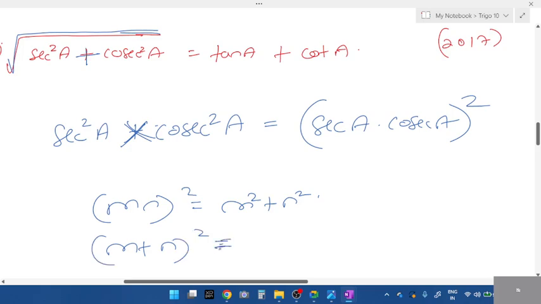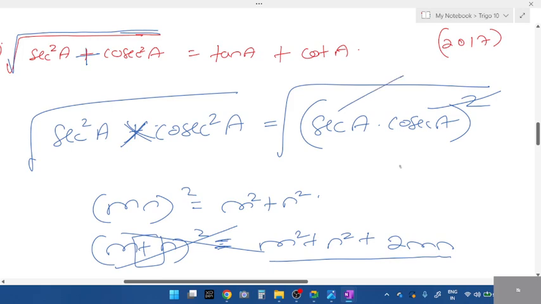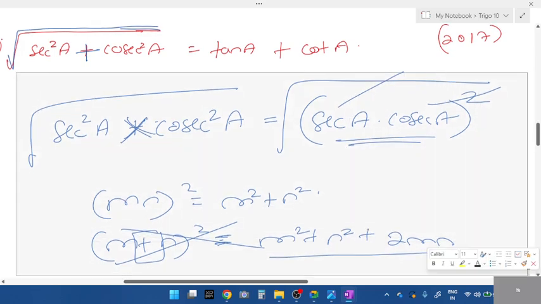What is m plus n the whole square? Isn't it a plus b the whole square? Right? So you get m square plus n square plus 2 into m into n. So whenever there is plus, students, you can't take it common. Remember this. You can't take out common. Only when there is multiplication, we could have taken out. For multiplication, I could have taken out common, cancelled it. Then only sec A into cosec A would have been left. But here you can't do that.